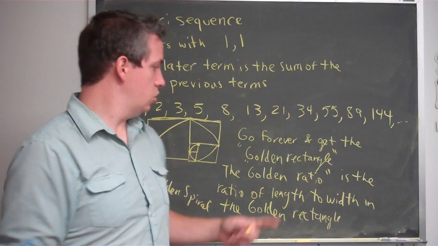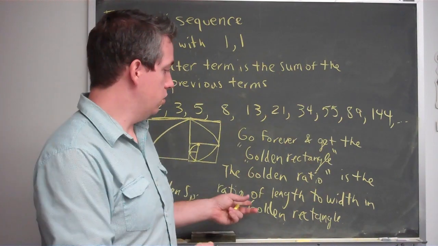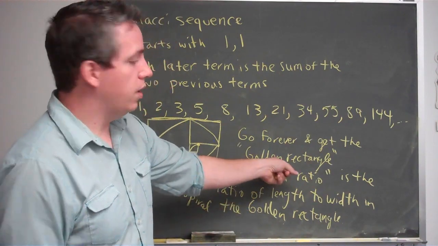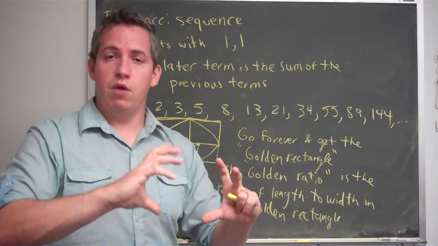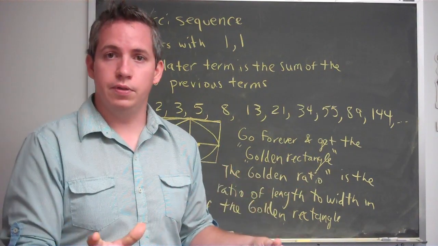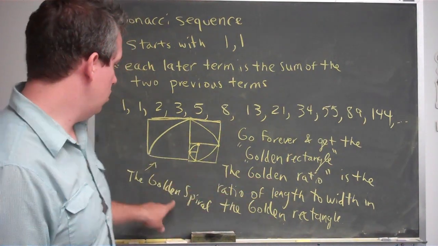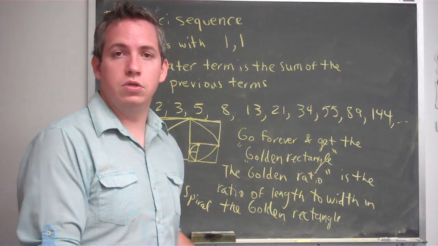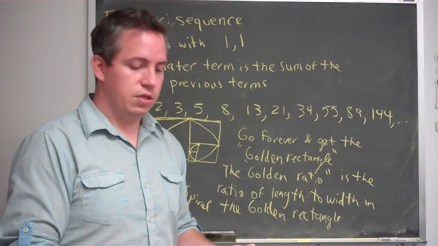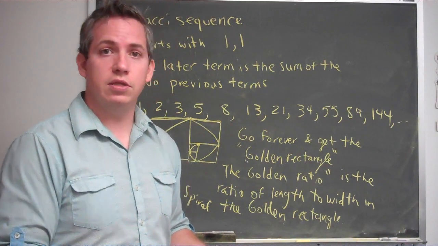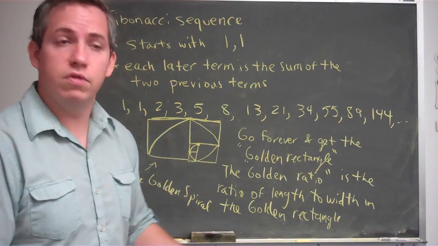In fact, Google golden rectangle, or Google golden spiral. If you Google golden rectangle in architecture, you'll see that that rectangle shows up in all sorts of different places. In fact, I challenge you to do that after this video. If you Google golden spiral in nature, you'll see that it shows up in shells. You'll see that it shows up in galaxy formations, hurricanes, plant life, all over the place.